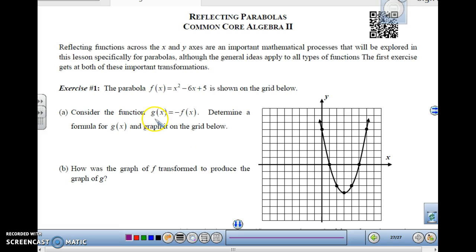Okay, now according to this, g of x is the negation of what f of x is. So g of x is equal to the negation of what f of x is, and f of x is x squared minus 6x plus 5. So if I'm negating that, that's going to give me g of x equals negative x squared plus 6x minus 5, because the minus carries through the parentheses. Okay, so let's graph this.